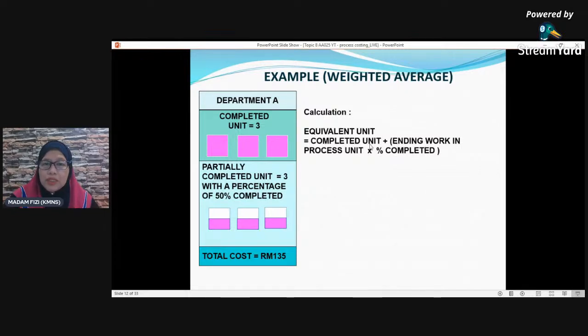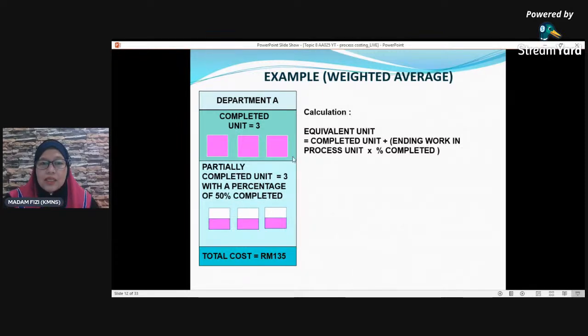Kenapa ending work in process? Awak ingat tak dekat job order costing, masa kita buat accounting, jika ada baki balance carry forward, itu adalah barang belum siap. Barang belum siap is the ending work in process. So yang partially siap ni adalah ending work in process. You have to understand what is the meaning of ending work in process ya. Ending work in process adalah unit atau produk yang belum siap ataupun partially siap separa.